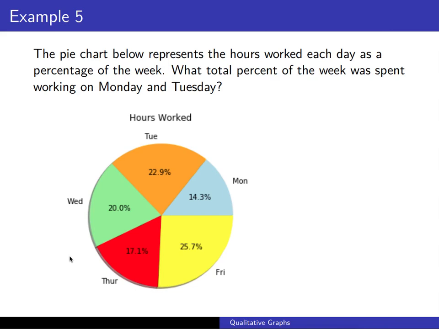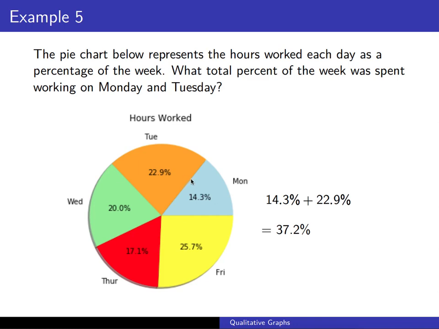So this one I just used Python to generate the graph for this. So yours might look slightly different, whatever you use to create yours. But again, the overall idea is to get a quick visualization of our data. So Monday is 14.3%, Tuesday is 22.9%. When we add those two together, we get 37.2%. So 37.2% of the work week was spent working Monday and Tuesday.